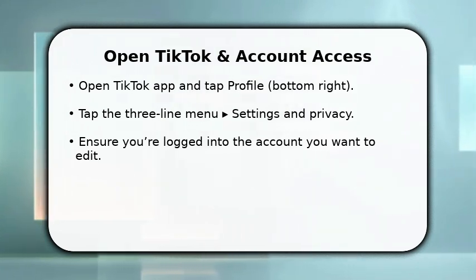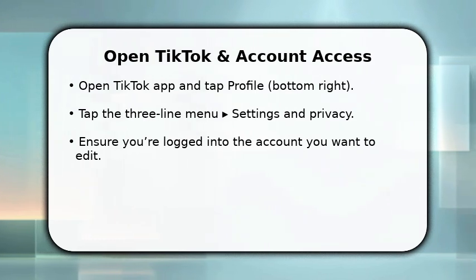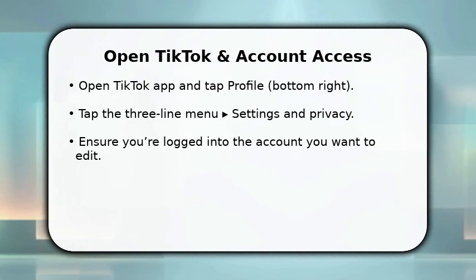That's where Global and App Alerts live. Make sure your app is updated so options match these steps. If you skip updates, settings names can differ. Now that you're in Notifications, you're ready to change alert types precisely.